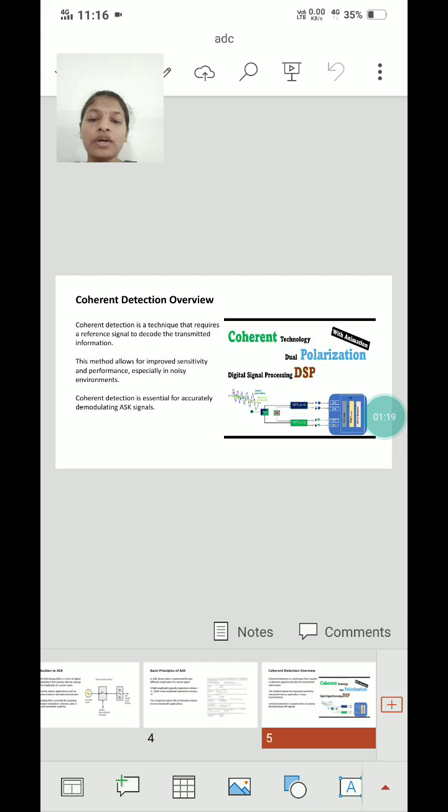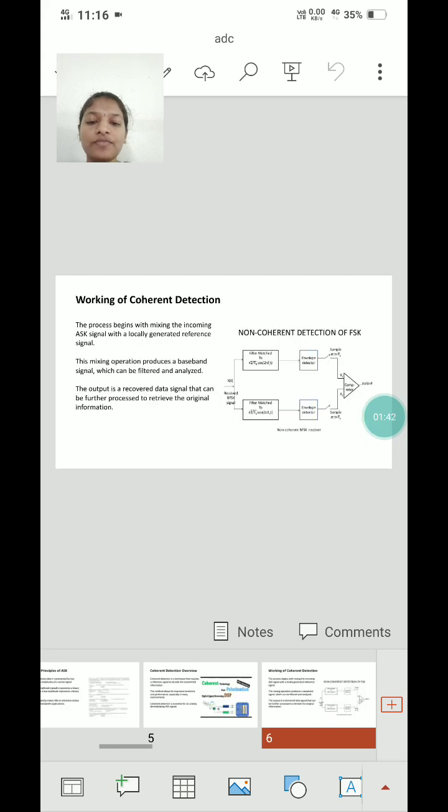Next, we can go through the coherent detection overview. Coherent detection is a technique that requires a reference signal to decode the transmitted information. This method allows for improved sensitivity and performance, especially in noisy environments. Coherent detection is essential for accurately demodulating amplitude shift keying signals.